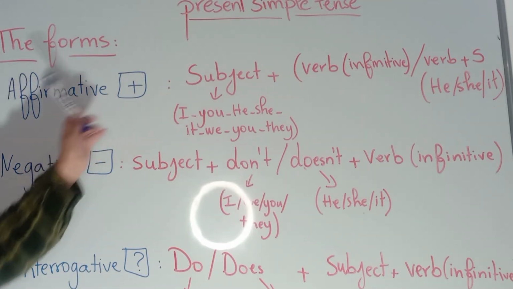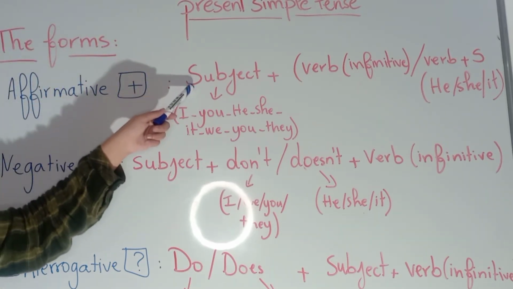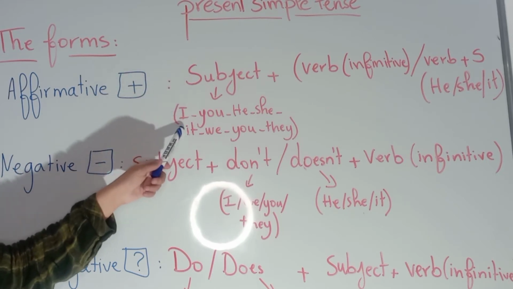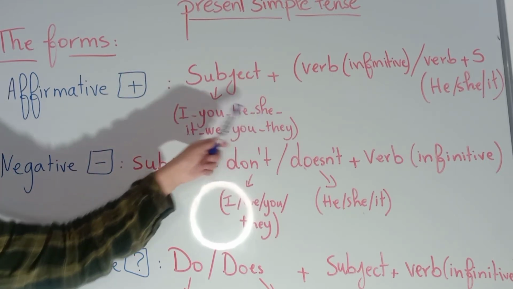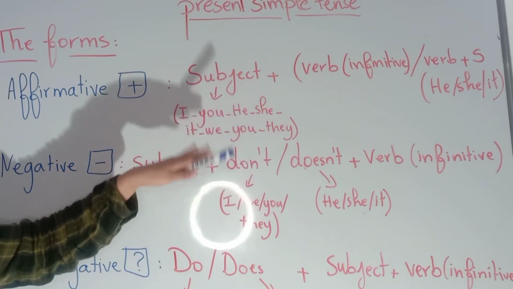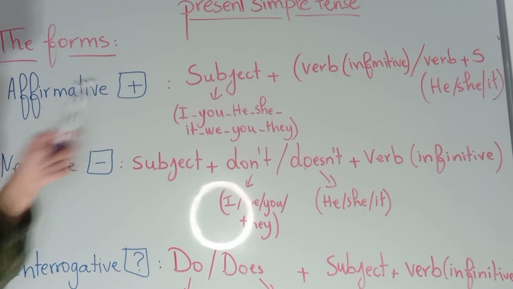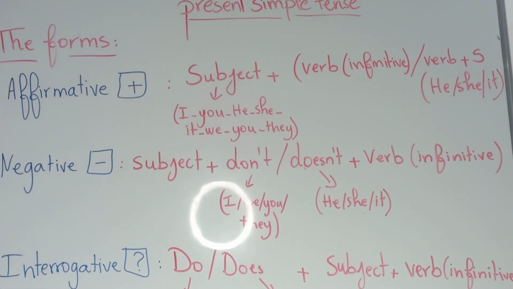Let's repeat. So this is the affirmative form. We start with a subject, which is I, you, he, she, it, we, you, they. We call these subject pronouns or subjects, okay? Then a verb infinitive, or you can say the base form, or you can add S at the end of the verb when we have he, she, it.